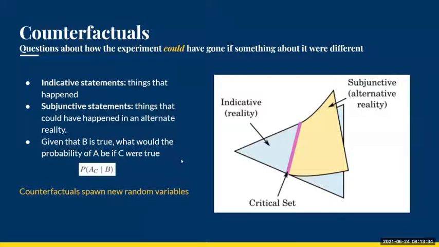So counterfactuals are questions about how the experiment could have gone if something about it were different. And there's two types of statements, things that happened and things that had happened in what we call this alternative reality. Given that B is true, what would the probability of A be if C were true? And counterfactuals will spawn a whole new set of random variables that were not there.